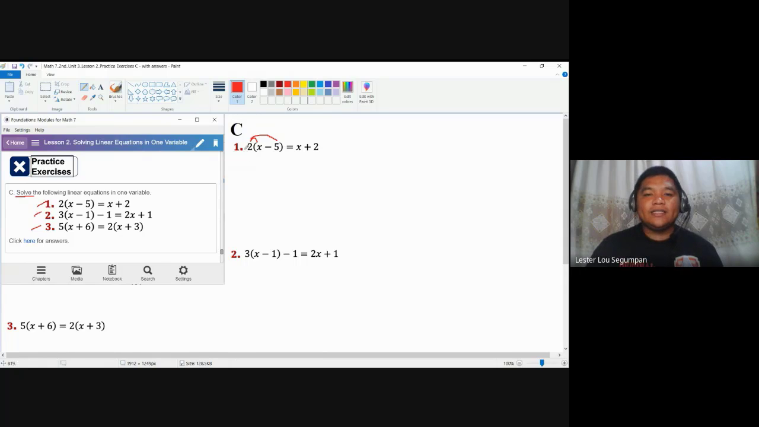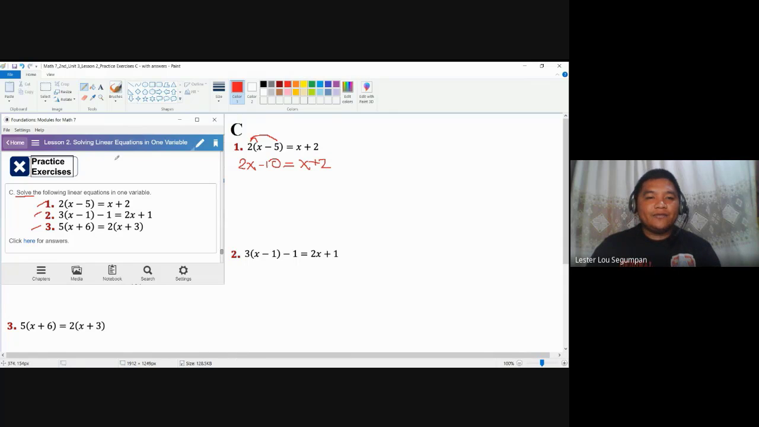In number one, you will distribute the constant outside to the expression inside. Take note that if you're going to apply the distributive property, if you want, you may separate it with the plus sign so that you will not have any problems. But since we have done that in the previous example, let me just automatically distribute this without considering the separator anymore. So you have 2 times x, you have 2x. 2 times negative 5 is negative 10, which is equal to x plus 2.